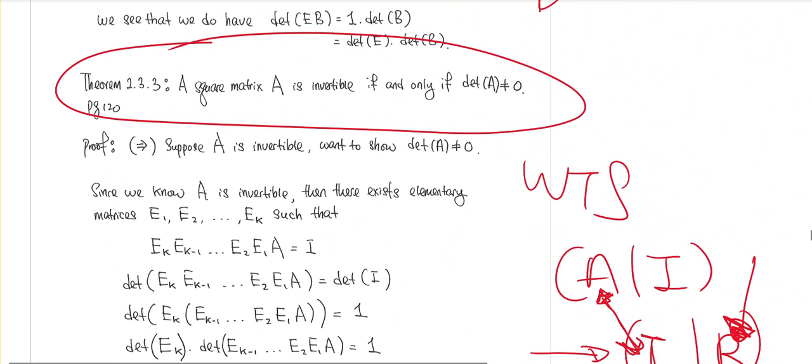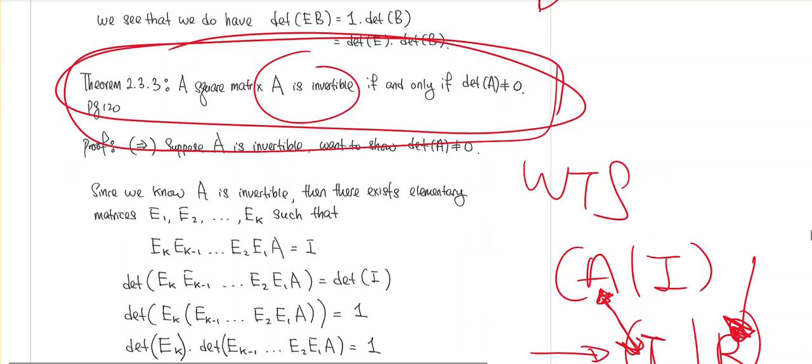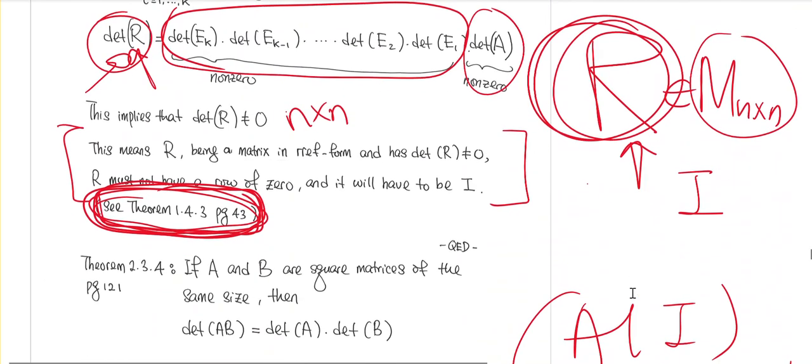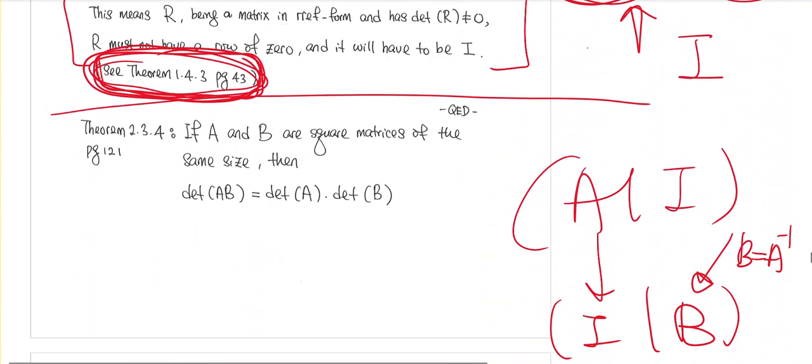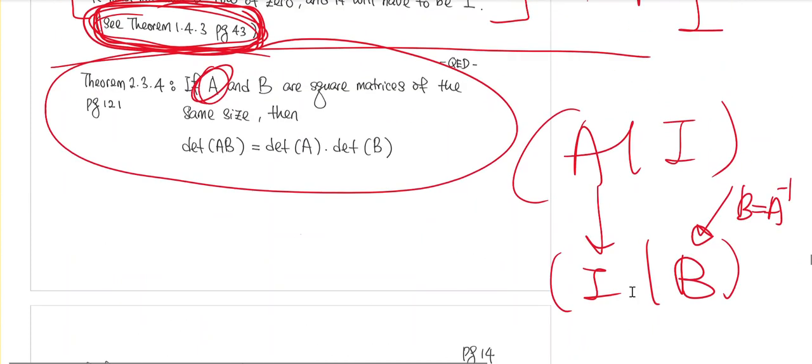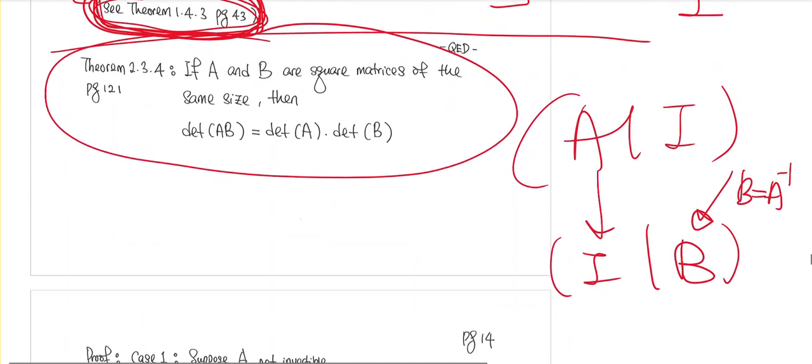All right, so let's pause and think for a minute. Now we have a very important theorem which tells us when a matrix is invertible: we look at the determinant. Now with this, we are ready to prove theorem 2.3.4. We are now talking about a general matrix A, not just the elementary matrices. So how do we do that?